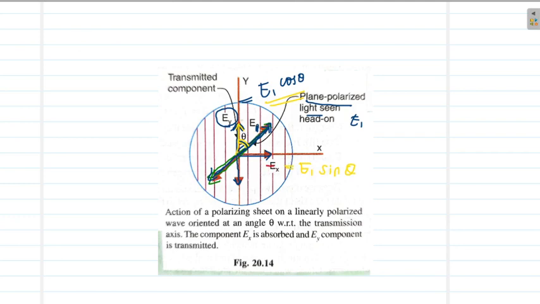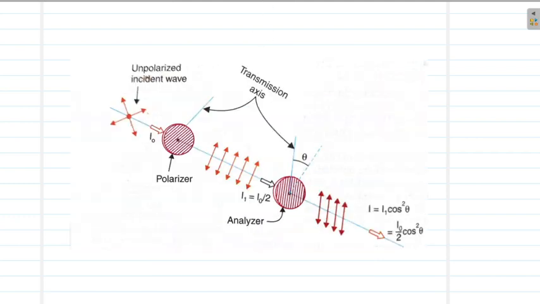The transmission axis will cut out this Ex component and will only allow the E1 cos theta component to pass through. E1 is the electric field of the incident plane polarized light. So you can see it here. This is the plane polarized light. Its intensity is I1. So this is the analyzer. The analyzer is aligned with its transmission axis at an angle theta with the incident plane polarized light. And as we have stated, the Malus law is that I is equal to I1 cos square theta.